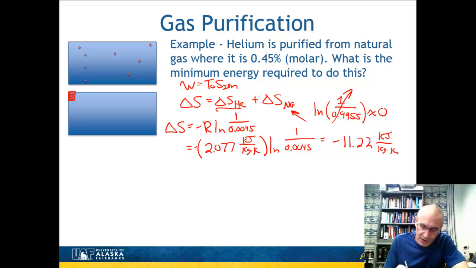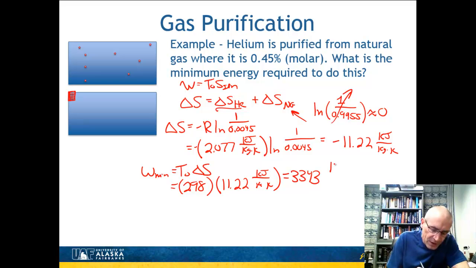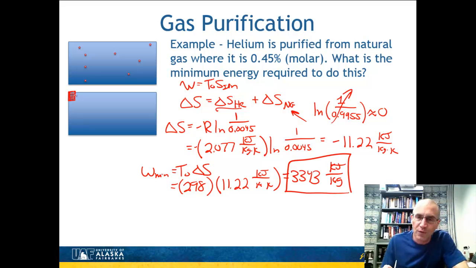Now let's figure out how much work this is going to take. This is actually the minimum work. It's going to be T naught delta S, and let's assume this is happening around room temperature, or 298 Kelvin, times 11.22 kilojoules per kilogram Kelvin, and that comes out to 3343 kilojoules per kilogram. That is the minimum amount of work that would go into this purification process, and clearly any inefficiencies in the process would just increase the number. But now I've got a general idea, and we can put a price on what the minimum price should be on helium.